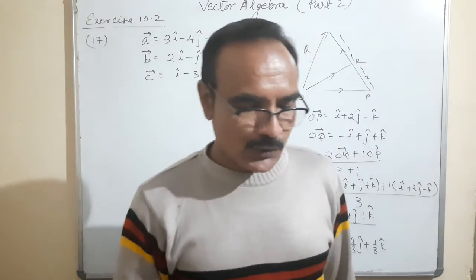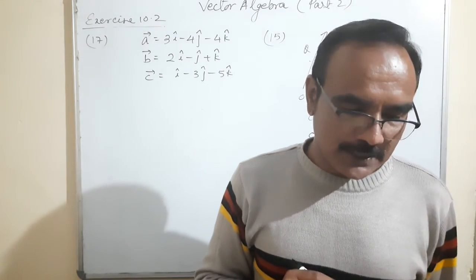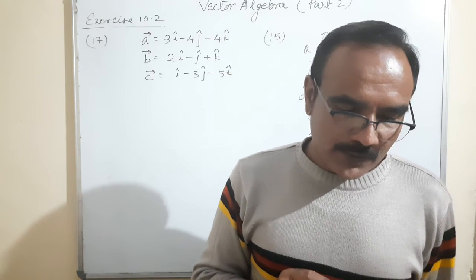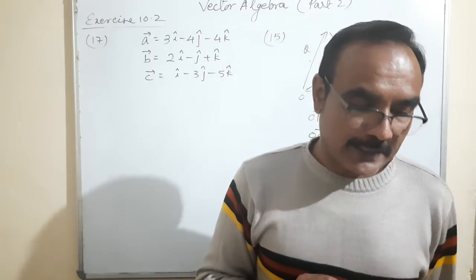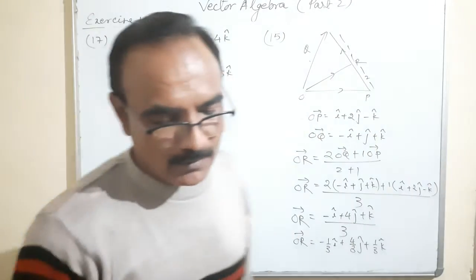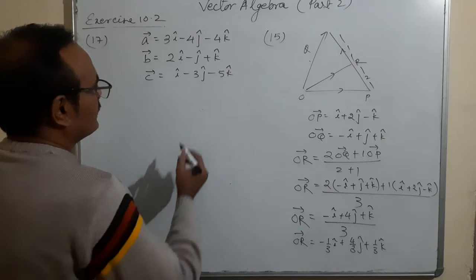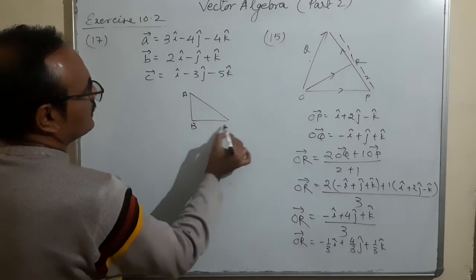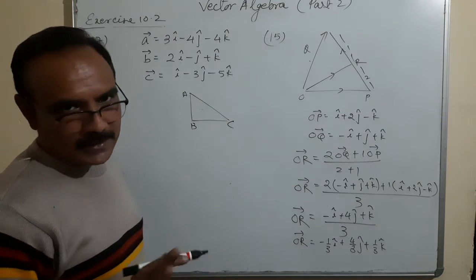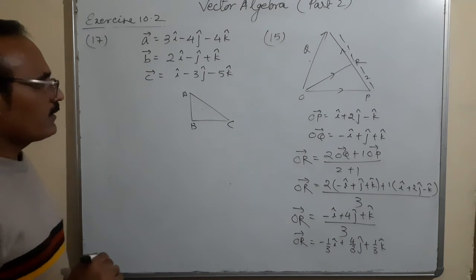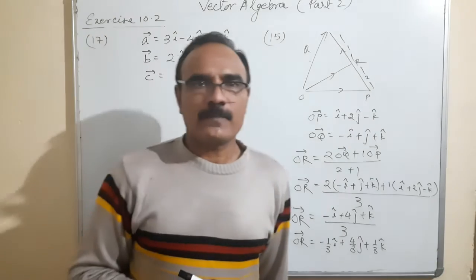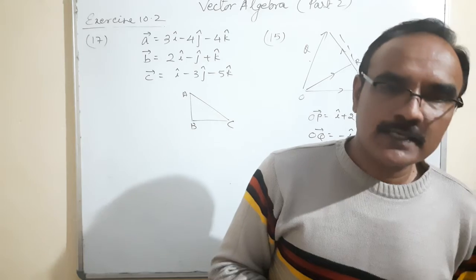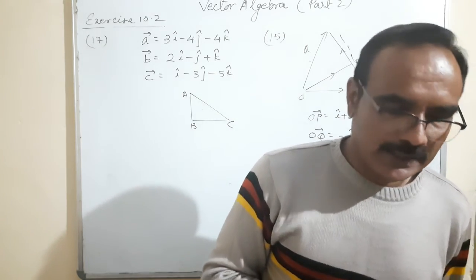Now listen to this question carefully. Show that the points A, B, C with these position vectors form the vertices of a right angled triangle. We don't know which type of triangle, but this is A, B, C. The right angle may be anywhere, at A or at C, but this is the rough diagram. These are the vertices A, B, C. First of all we have to find the sides AB, BC and AC.